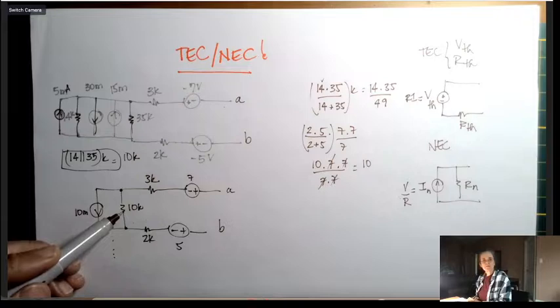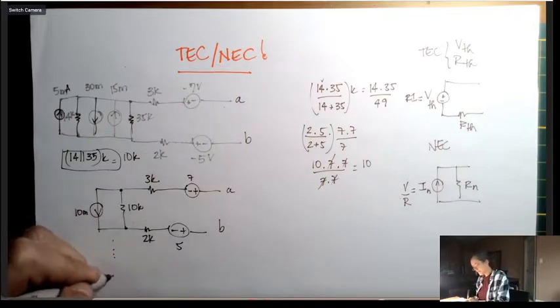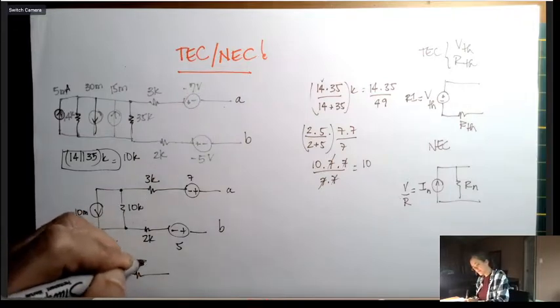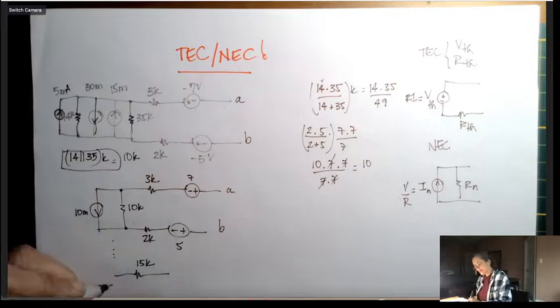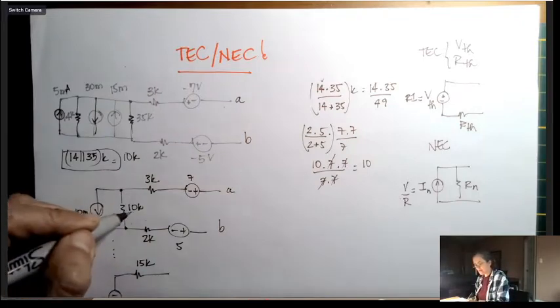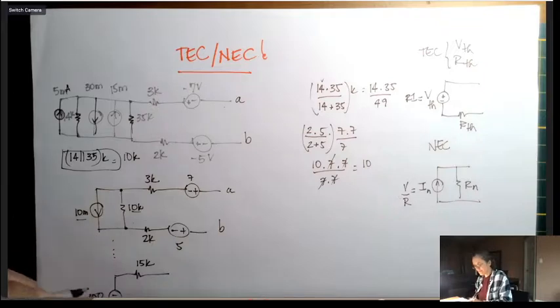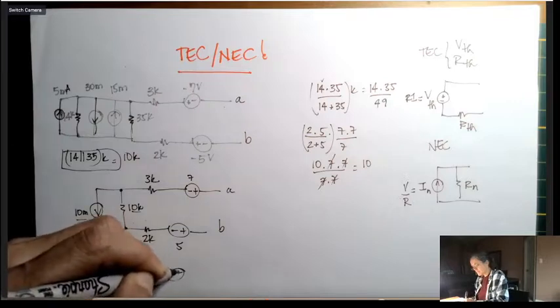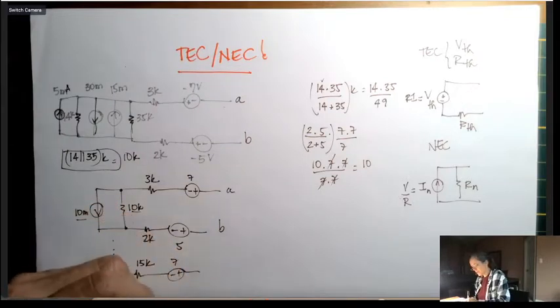And the 10K is going to stay the same. 3K and 2K is going to stay the same. So it's going to be a 15K resistance. And the power supply will be plus on the bottom. 10 milli times 10K is 100 volts this way. 5 volts this way. And 7 volts the opposite way.